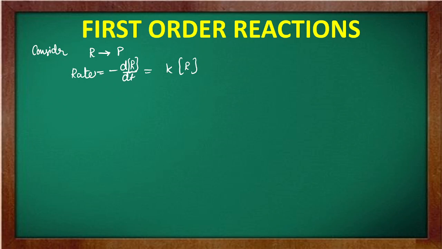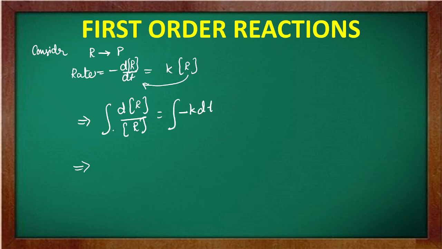So once again you just make a basic arrangement here. How will you do the arrangement? Just write d[R] by [R] is equal to minus K dt. This is how you are to arrange here. Means this R you have got it here, and this dt has shifted that side. So now put an integration sign here, integrate it. Then if you remember, integration of dx by x is equal to log x. So here we will be writing ln[R] is equal to minus Kt.